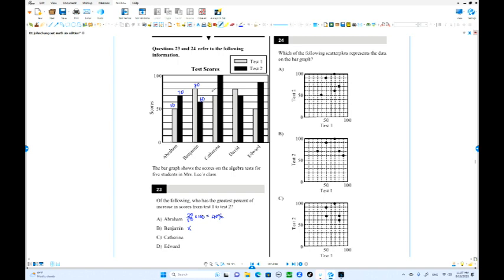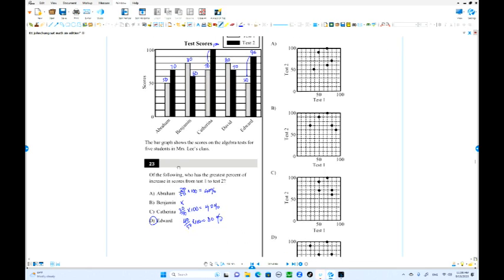Katrina, 70 to 100, a 30 increase from 70. 30 over 70 times 100 is around 42 or something like that. Edward and David are decreasing, this one decreasing from 80 to 70, so we don't need this one. This is 50 to 90, a 40 increase from 50. That is an 80% increase, the greatest increase percent. Number 23 is the answer.